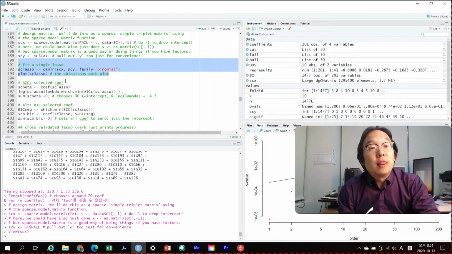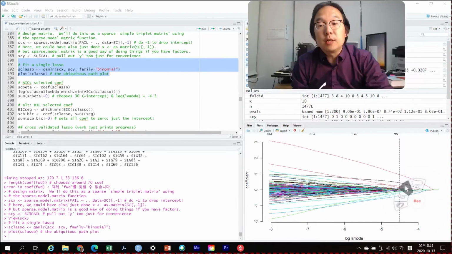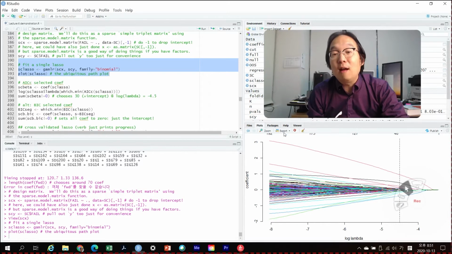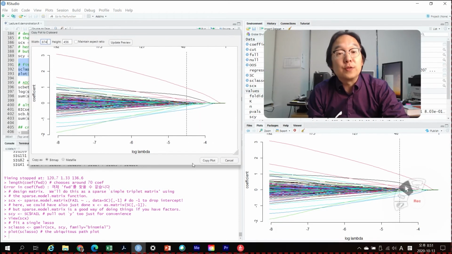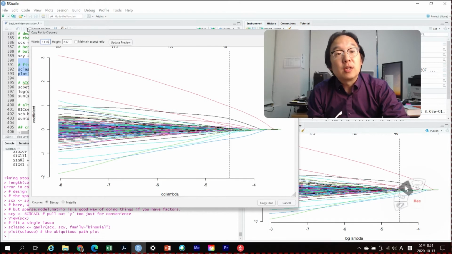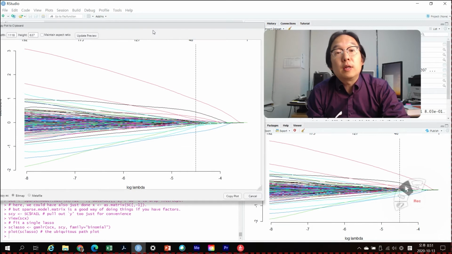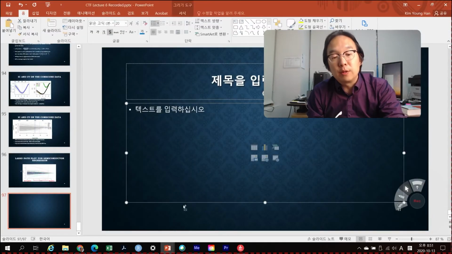Okay, fit a single lasso. That's this one, gamlr, the library you brought up, and then SCX and SCY, binomial model, and plot this lasso. Okay, the semiconductor lasso will be created, and voila. You see this, right? The path plot of this lasso is created over here. And then you're going to see, copy plot, right? And then perhaps I throw it here.